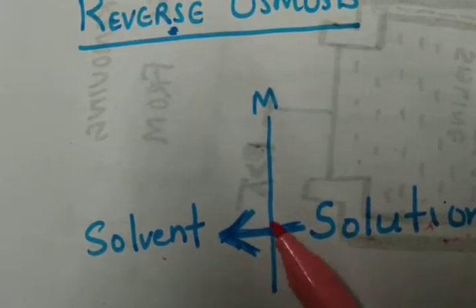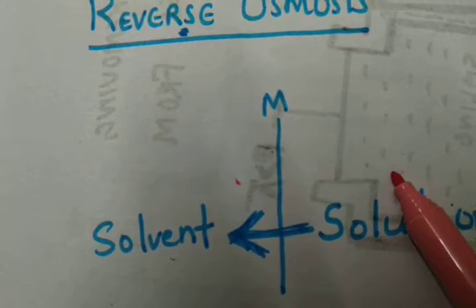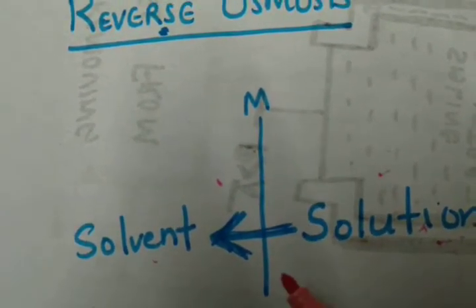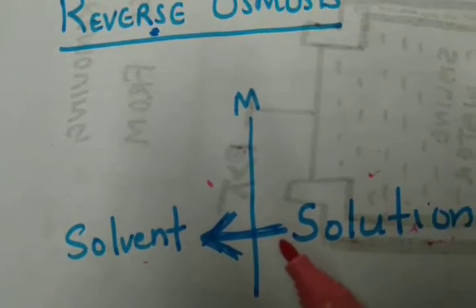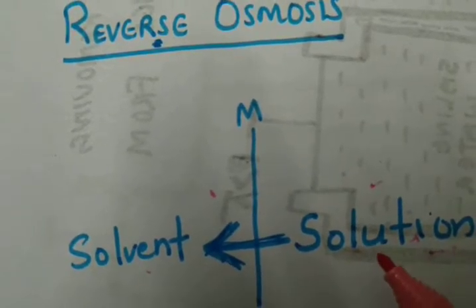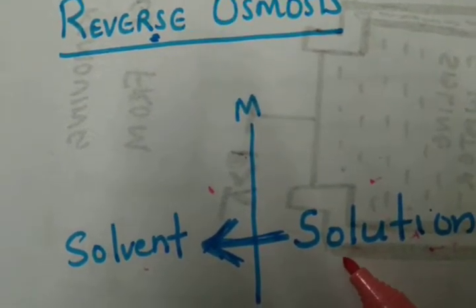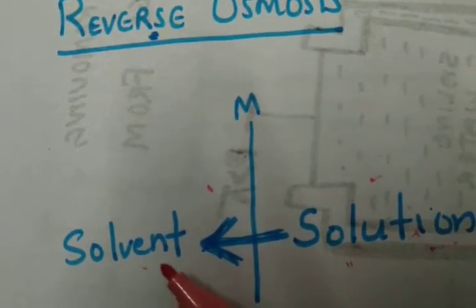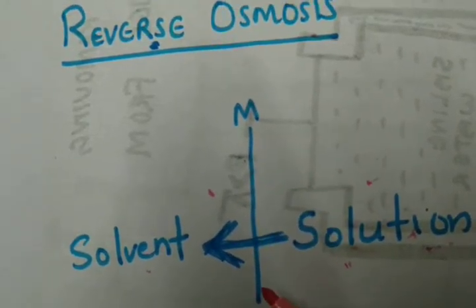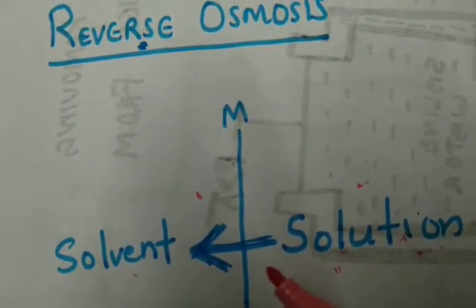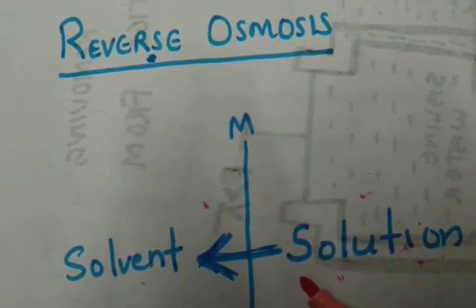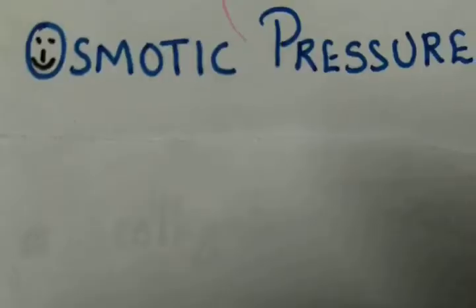In the case of osmosis, solvent to solution flow through a semi-permeable membrane occurs, but in the case of reverse osmosis, from the solution part, solvent flows spontaneously to the pure solvent side through a semi-permeable membrane. So it is just the reverse of osmosis, so it is known as reverse osmosis.